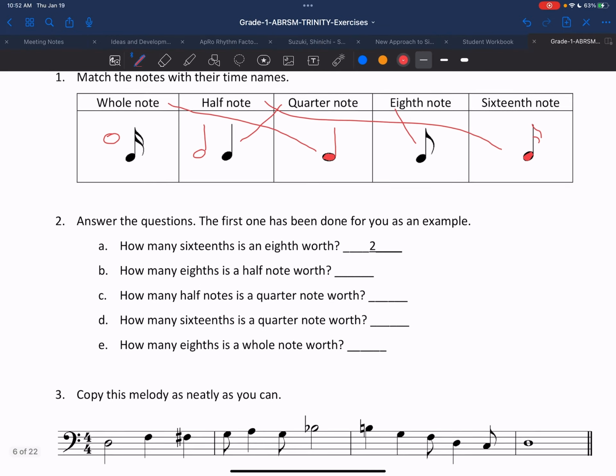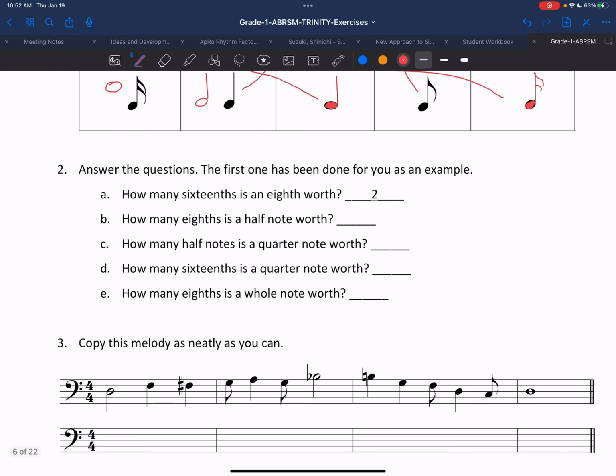Next, it says, answer the questions. The first one has been done for you. How many sixteenths is an eighth note? Or how many sixteenths are there in an eighth note? So that's 2. Next is, how many eighths are there in a half note? The correct answer is 4.